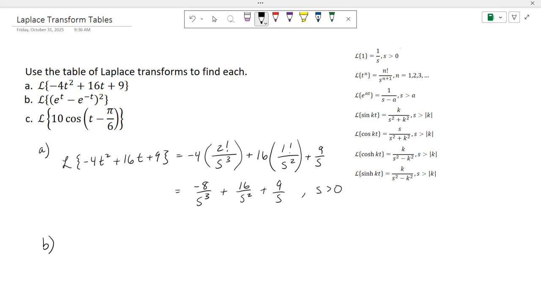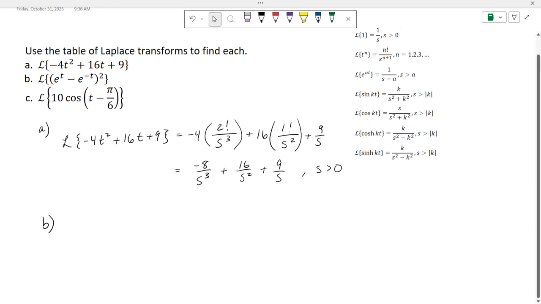Okay, so let's look at the second one now. For part B, we're taking the Laplace of e to the t minus e to the negative t, squared. Now, none of my formulas really look like this at all. I do have a Laplace of e to the at over here, so I want to be able to use that. So I'm going to deal with the square by just distributing this out.